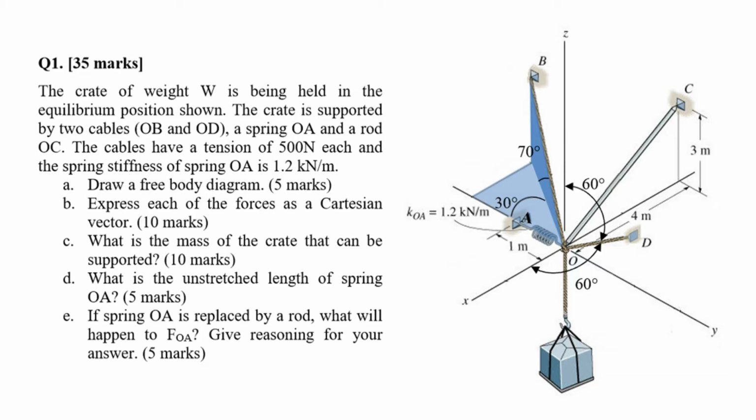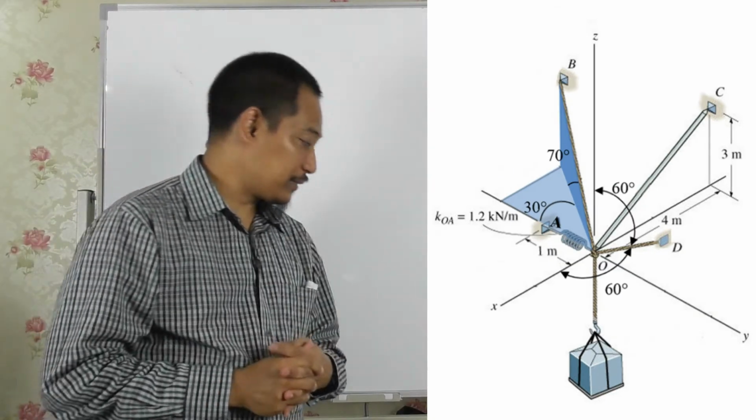So the two cables, the question already says each have 500 Newton. First, draw the free body diagram. Second, express each of the forces as a Cartesian vector. Third, what is the mass of the crate that can be supported? Fourth, what is the unstretched length of the spring OA? And finally, if spring OA is replaced by a rod, what will happen to FOA? Give reasoning for your answer. So we'll go one by one.